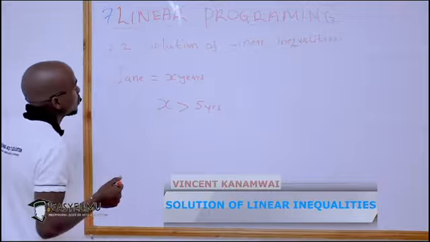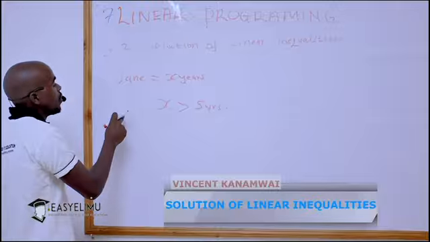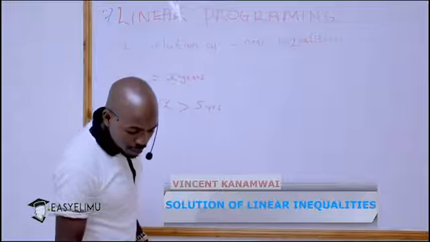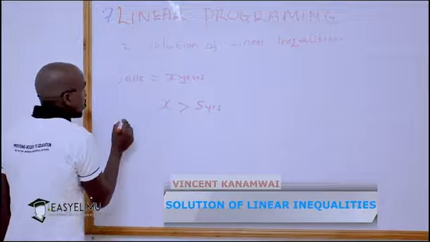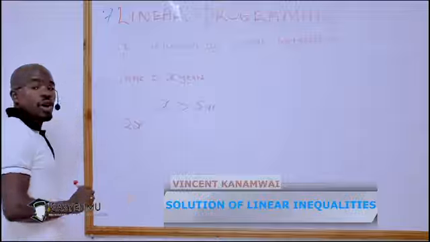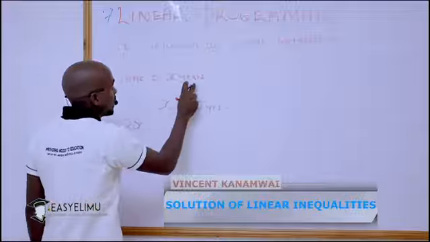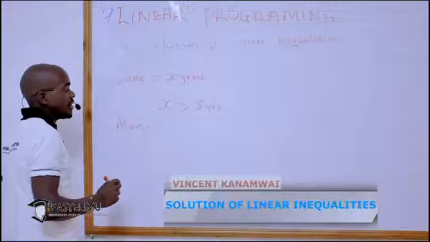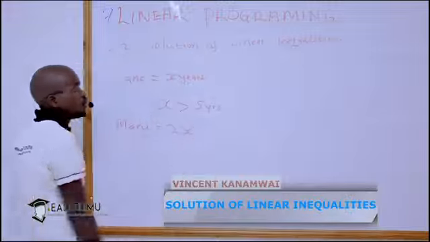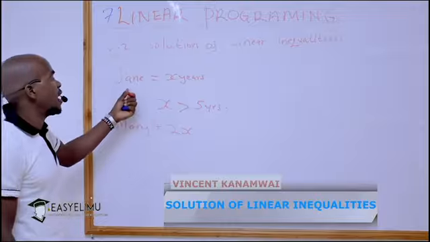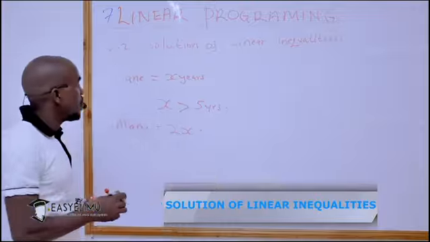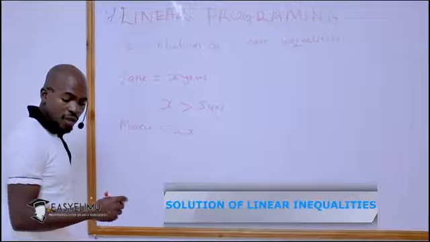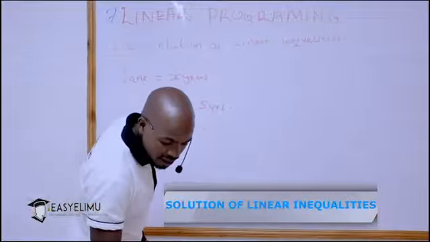We have also been told that Mary is twice as old as Jane. If the age of Jane is X years, then that of Mary will be 2 multiplied by X, which is twice, 2X.